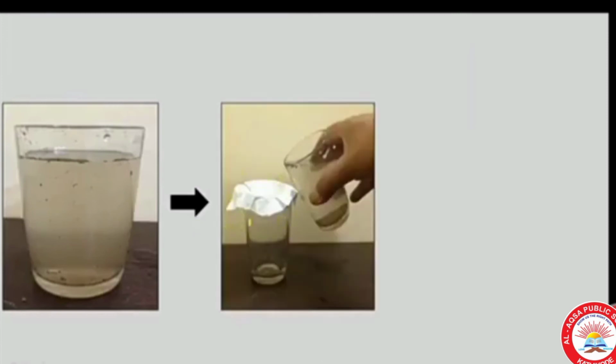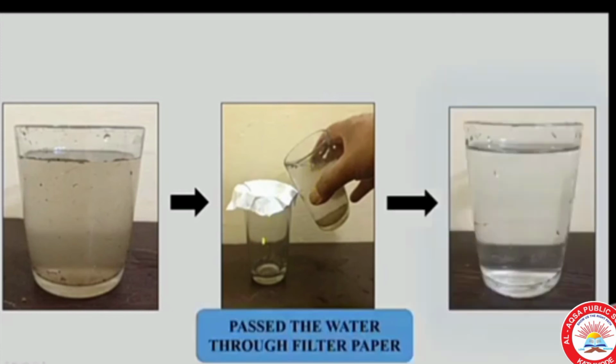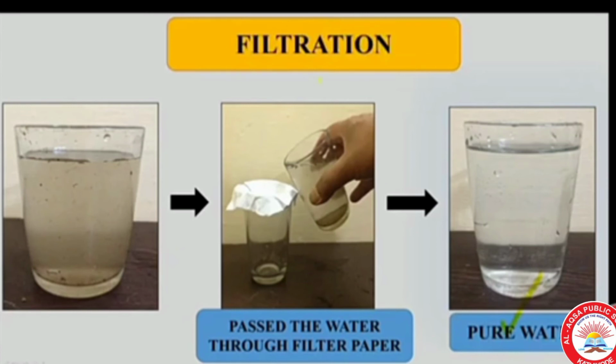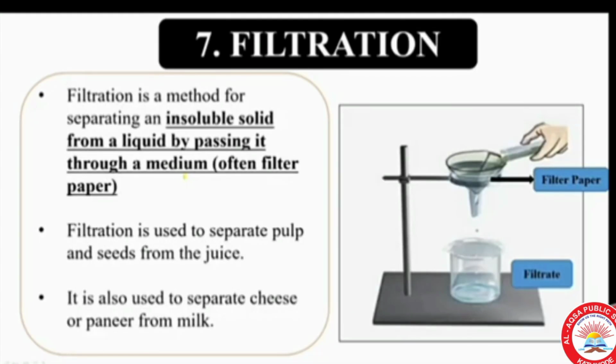Now we have to separate these finer impurities. For that, you have to take another glass and place a filter paper at the top. A filter paper is a paper that has fine pores. Pores means holes. Then the mixture is poured on the filter paper, and solid particles in the mixture do not pass through it and remain on the filter, and we will get clear water or pure water in the glass, and this process is called filtration.